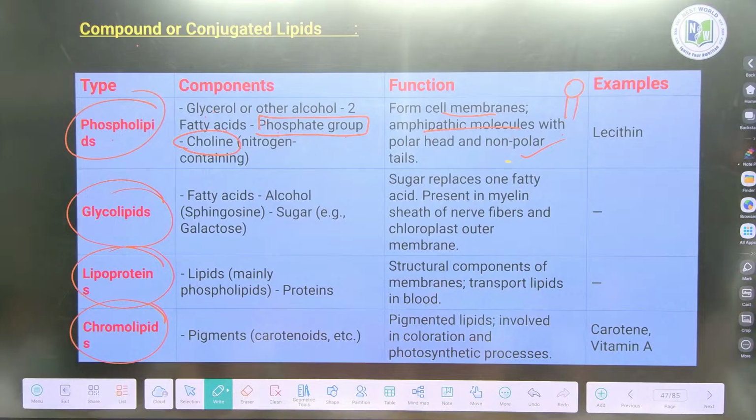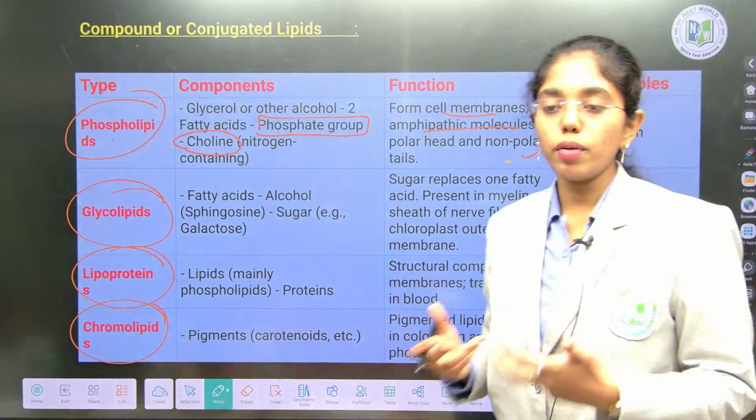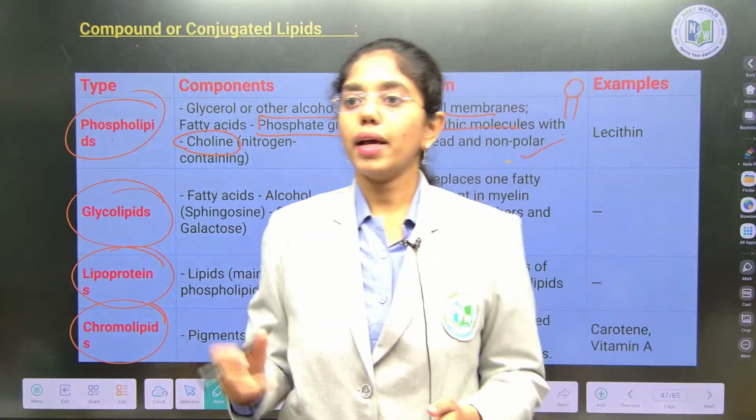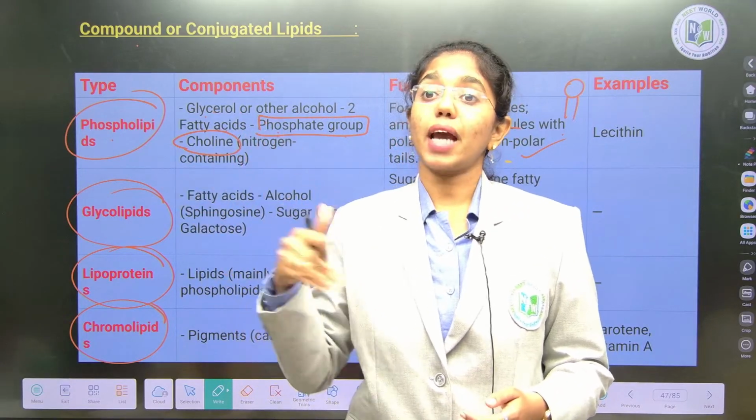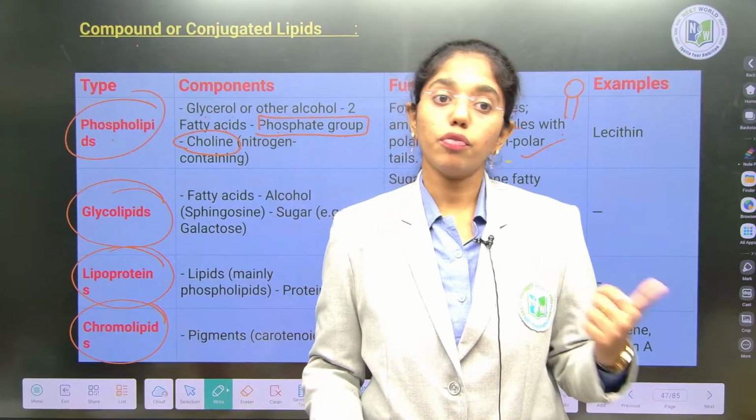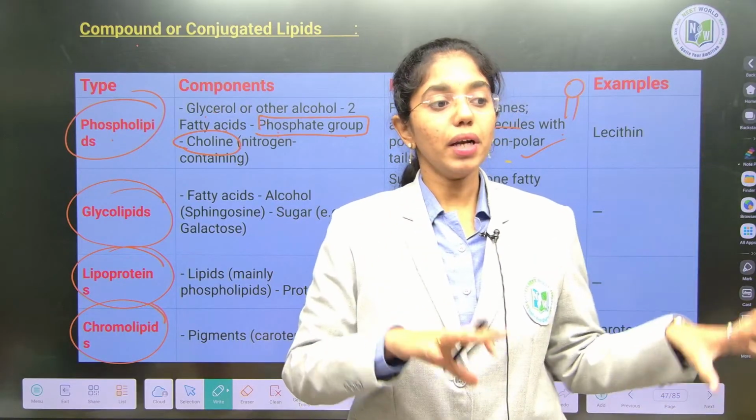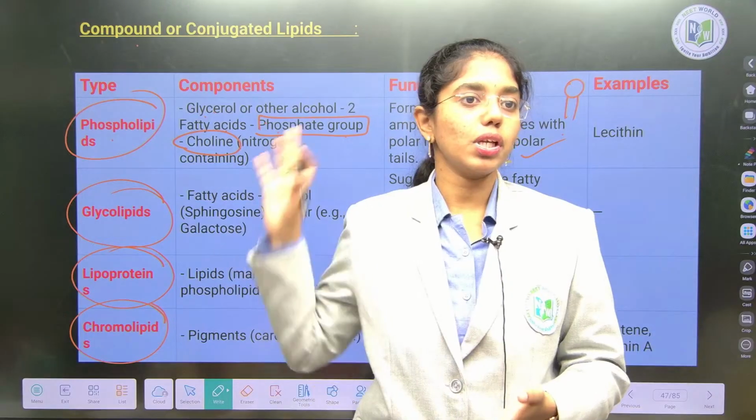Remember all the time, in considering the fluid mosaic model, they will ask you. Lipid is a major component of the plasma membrane. Amongst lipids, which type of lipid is abundantly present? Phospholipid. In phospholipid, what is the major component? Lecithin.